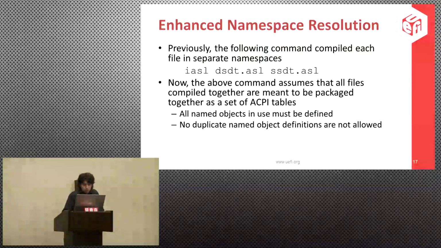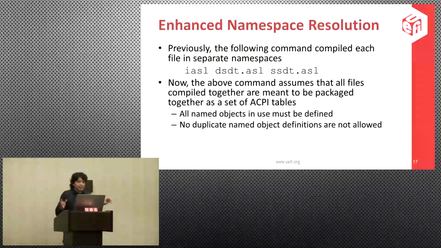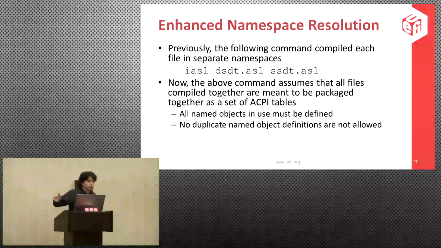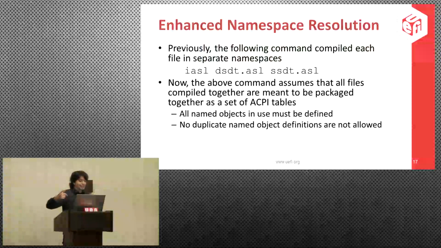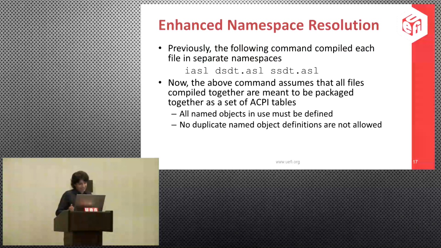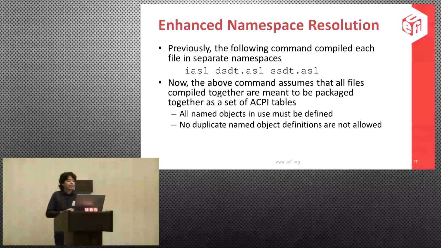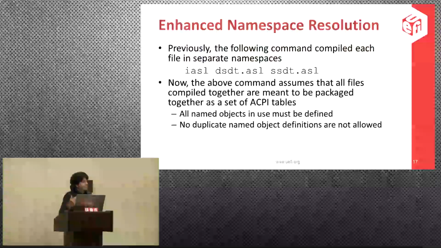So what does this mean? Previously, the following command actually compiled each file in separate namespaces. So this command is as if you were saying iasl dsdt.asl, and then press enter, and then iasl ssdt.asl, and press enter. So this command is equivalent to doing that separately. Now the above command assumes that all files compiled together are meant to be packaged together as a set of ACPI tables for the OS to boot. So this changed a few things.